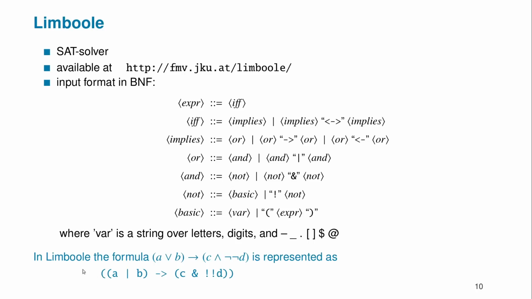And if we want to express this formula here, for example, in Limbo, then we can simply type A, pipe, B, which is this A or B, implies, written by a minus and a greater than symbol, and then we have C and not D, put in parentheses. Later on we will see another example. But with this we are done with the syntax and come to the more interesting part, the semantics.